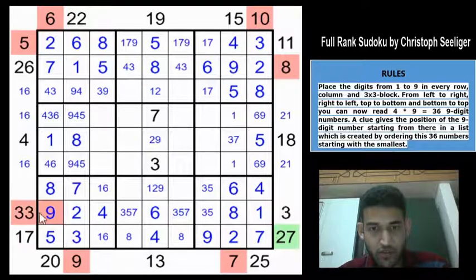And there is no information about the 33 clues, right? There is no information because 33 to 36 are not present, only 33 is there.